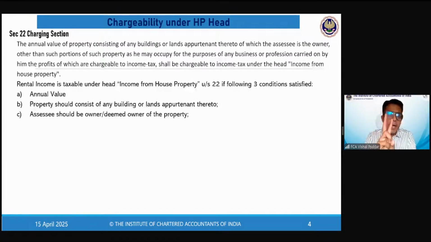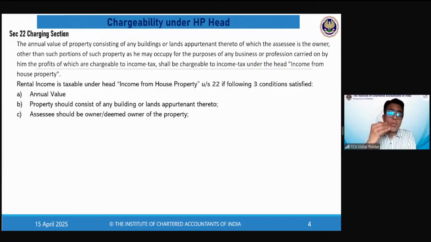Second, land, but not every land or any land. It is only that land which is attached to the building, which is forming part of the building. Now, what type of value are they talking about? They are talking about the annual value. If you remember, we had discussed this point also.